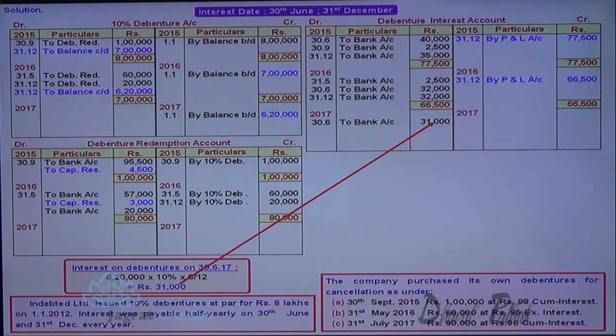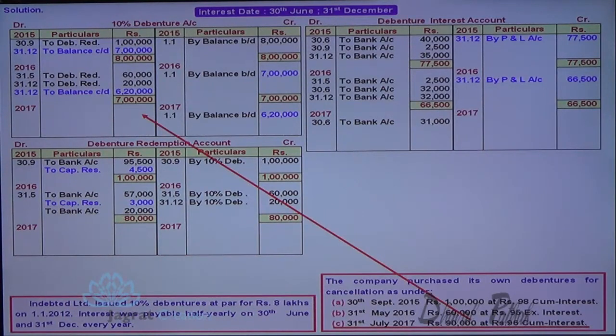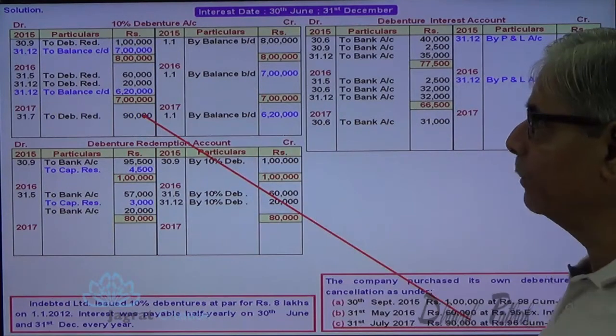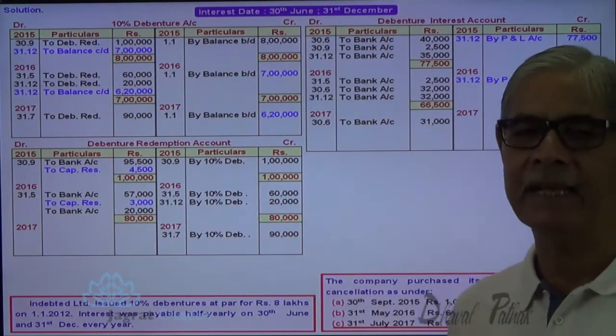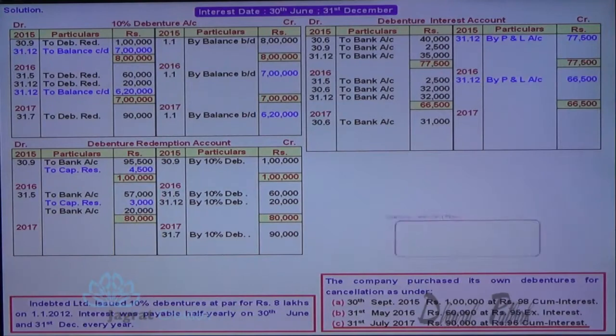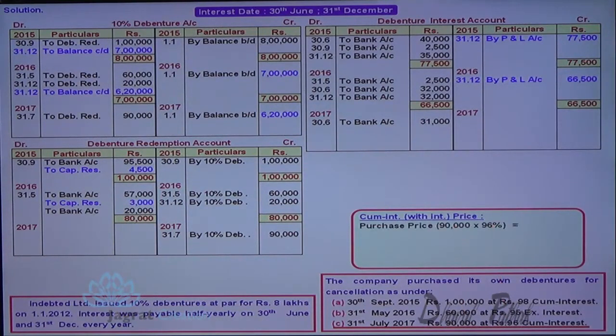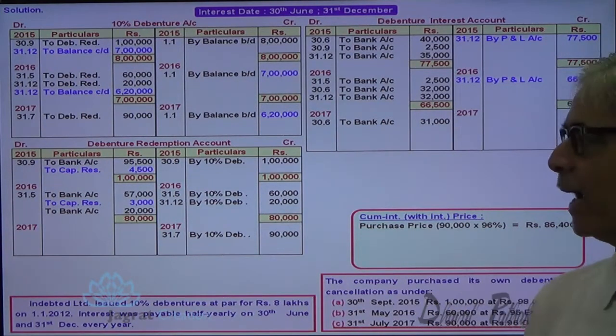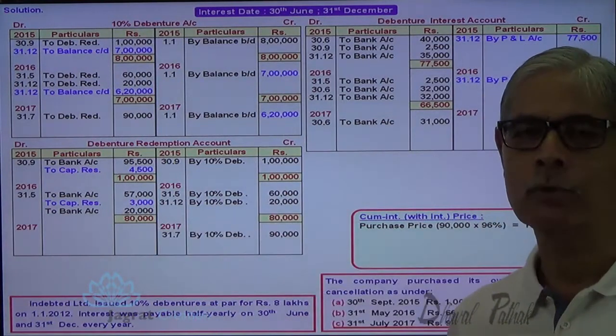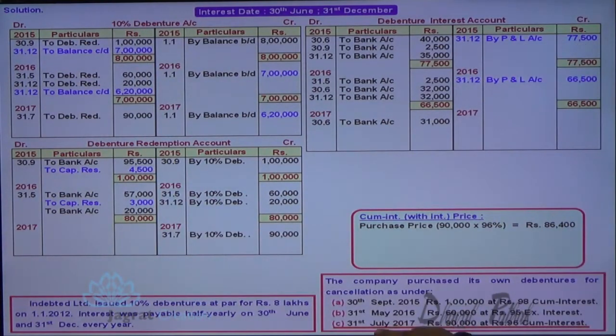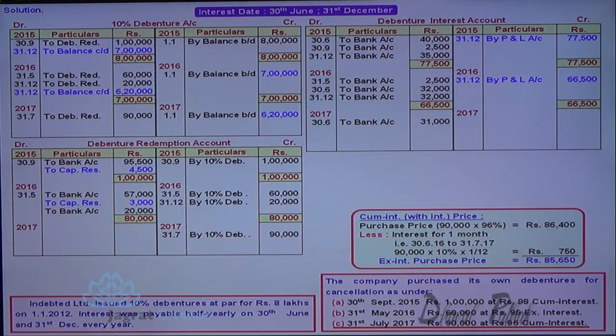Then you can record the transaction that has occurred on 31st of July. Now this is a cum interest purchase and the debentures are cancelled. Debenture account debit to debenture redemption account credit. Now to redeem this 90,000, what exact amount was paid? Let me work it out. So 96,000 is the cum interest price. From that you are required to remove the interest element because it is a price with interest. And the redemption account is to be debited with the ex interest price. But the interest is to be calculated up to 31st of July, starting from the last 30th June. So 1 month interest will be calculated. So this is the ex interest price.